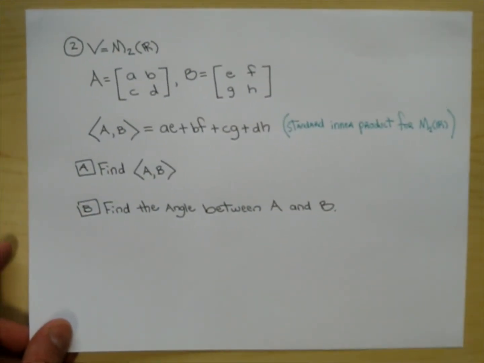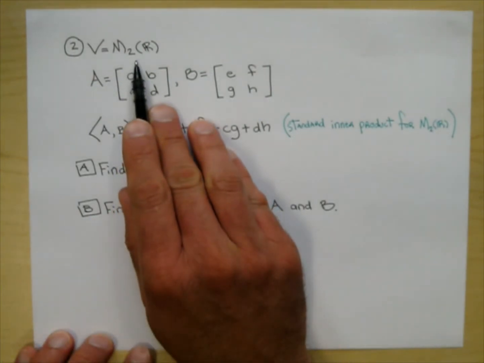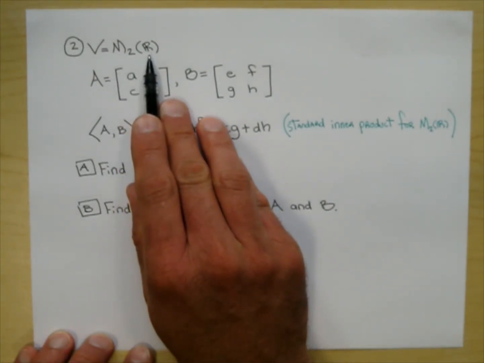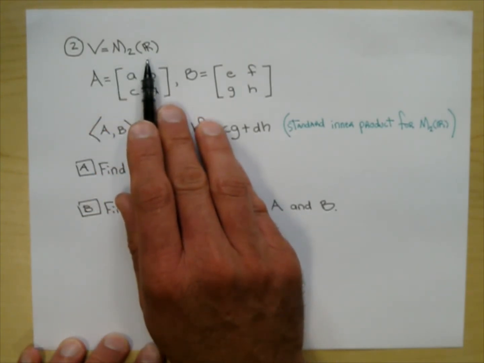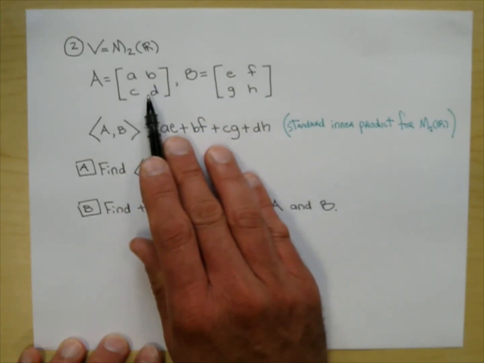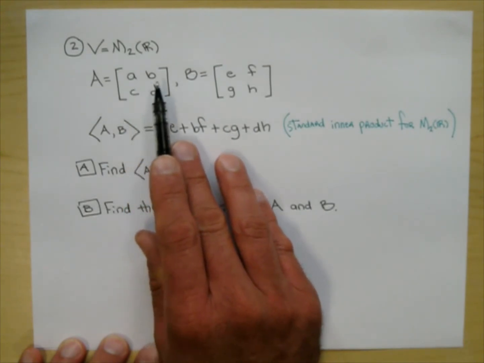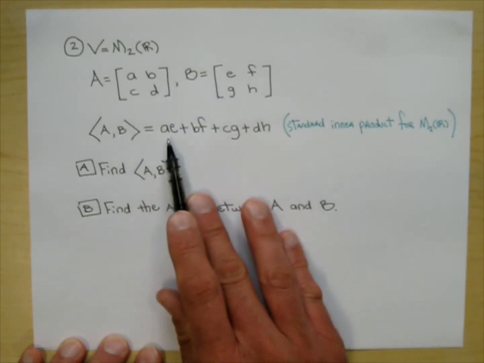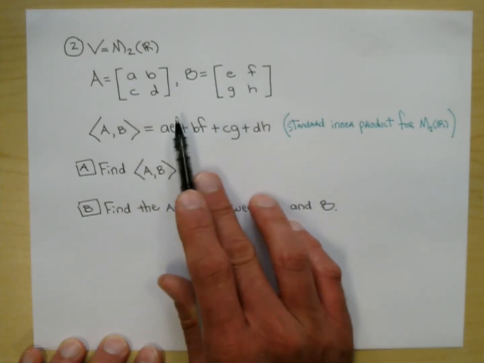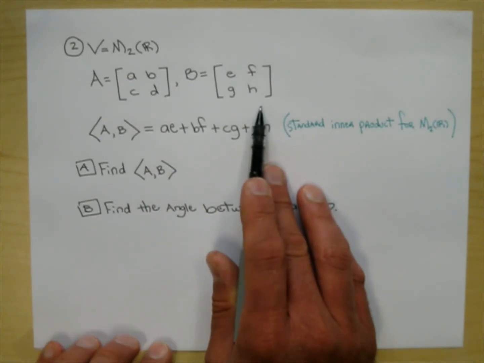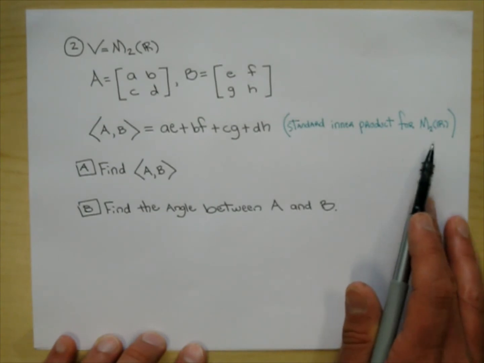The vector space is M2, 2 by 2 matrices with real entries. What we're going to do now is define an inner product. I have these 2 matrices. One inner product that we can define is where we multiply corresponding elements: AE plus BF plus CG plus DH. This is actually a standard inner product for M2.